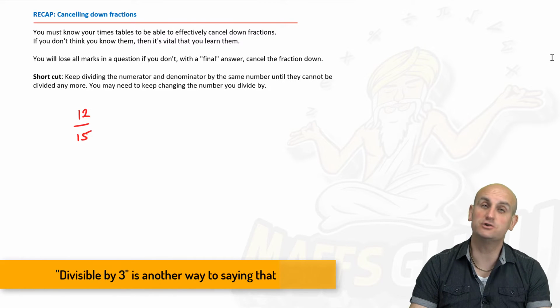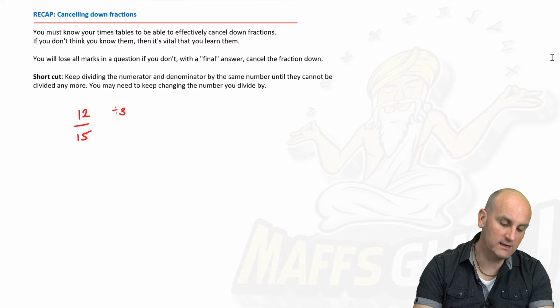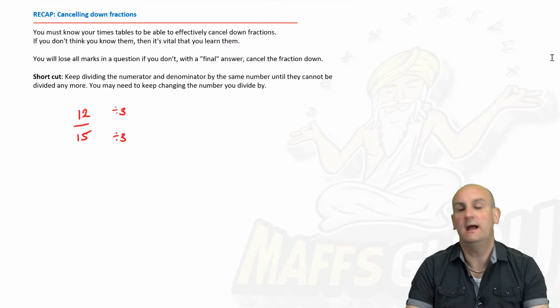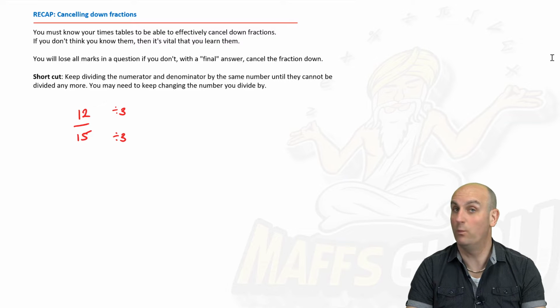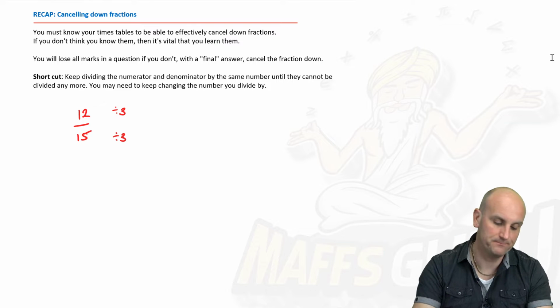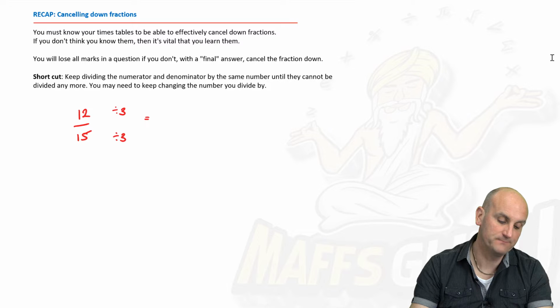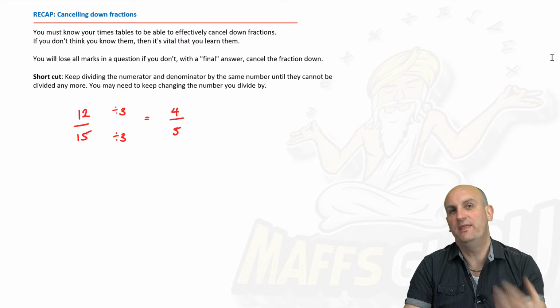You're gonna struggle. And so because I know they're both in the 3 times table, it means I can divide both the top and the bottom by the same thing. Why? Because that's what cancelling down is. You divide the top and the bottom by the same number. Why? Because then it doesn't change the size of the number. 12 divided by 3 is 4. 15 divided by 3 is 5, and then I stop.